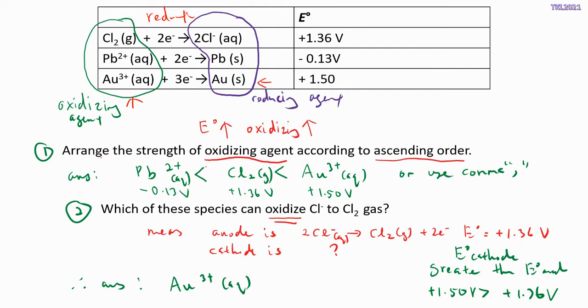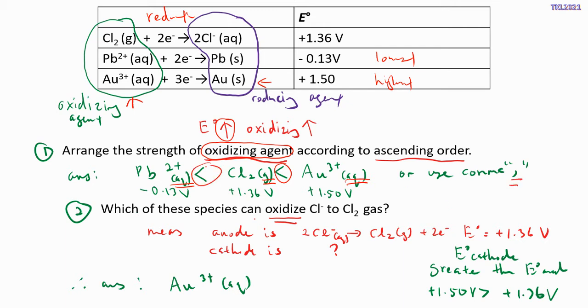The question asks to arrange the strength of the oxidizing agents. For oxidizing agents, we are looking for more positive standard reduction potential, in ascending order. So we know that this one has the highest and this one has the lowest, and we arrange accordingly. And remember, when you write the oxidizing agent or reducing agent, remember to write the phase. You can use the symbol or you can just use a comma.